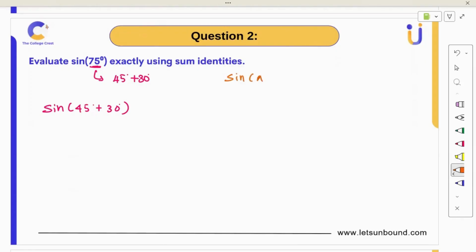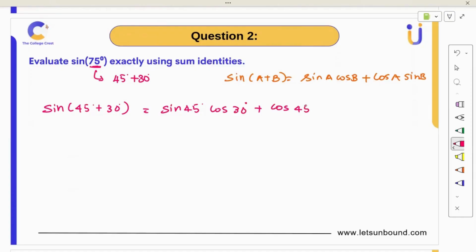So sine A plus B will go like this: sine A cos B plus cos A sine B. What is my A? A is 45, B is 30. So let's substitute. Sine 45 cos 30 plus cos 45 sine 30.